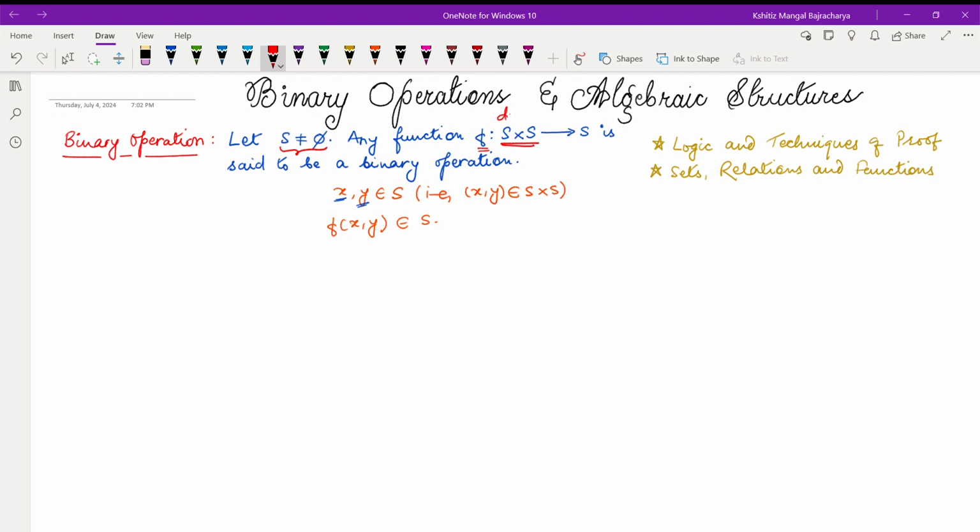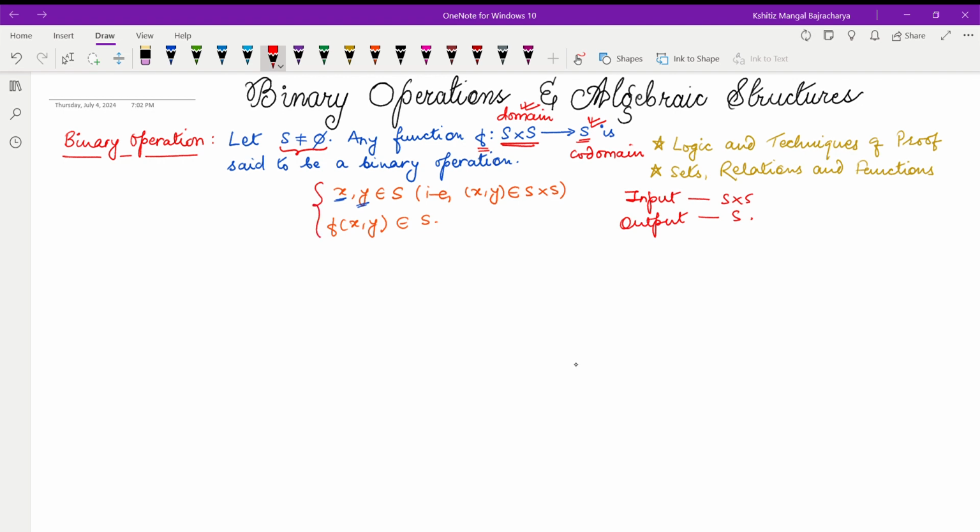Now this is the domain, and this is the codomain, and we can find the range later on. So by the definition of a function, if we take anything from S cross S, we're going to get something out of S. In formal language, if we take an input from S cross S, then we get an output from S.